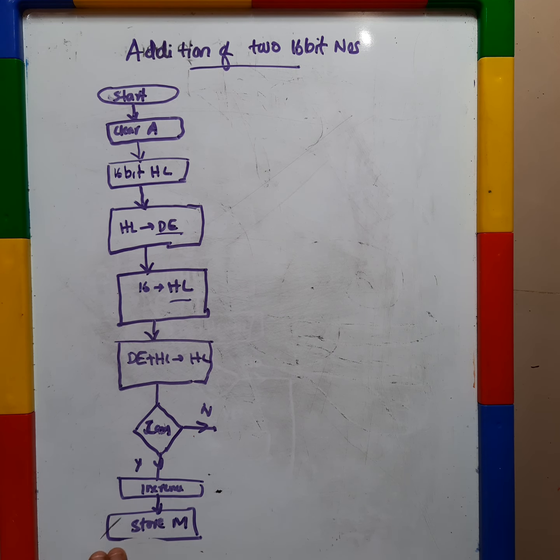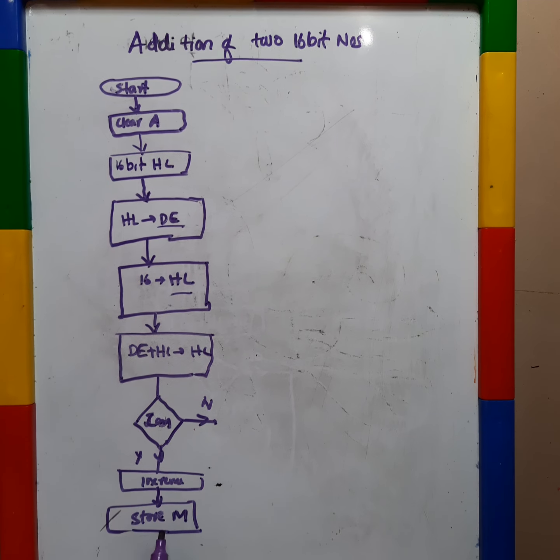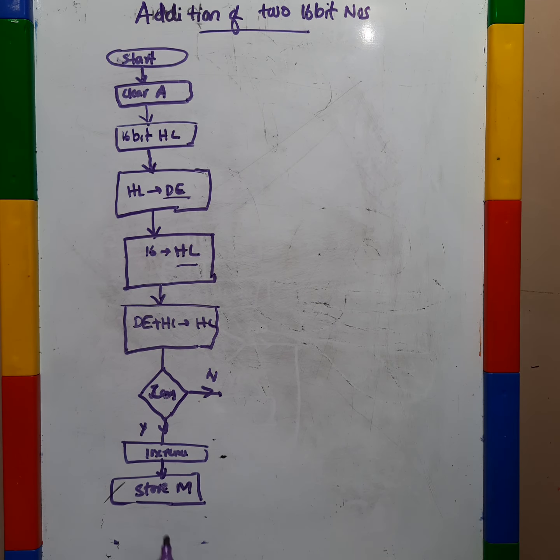After storing the data in memory, we will store the accumulator data into another memory location, and the final step is to stop the program. This is the flowchart of the program for addition of two 16-bit numbers.